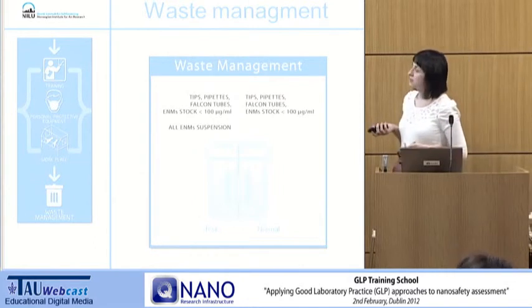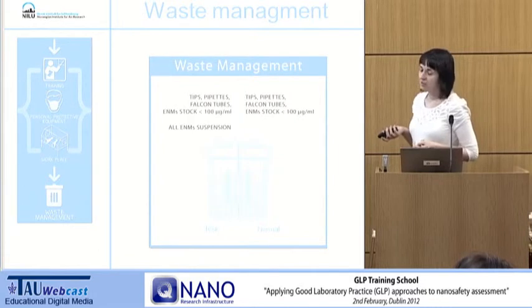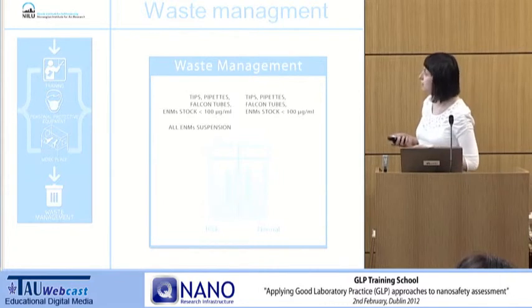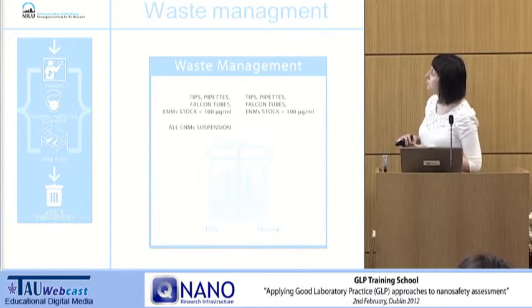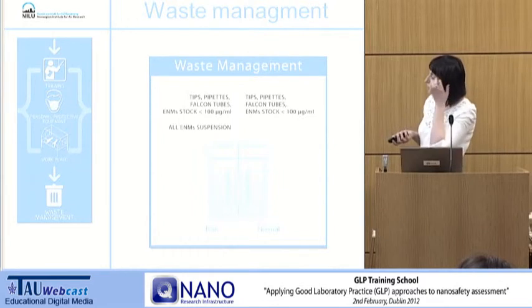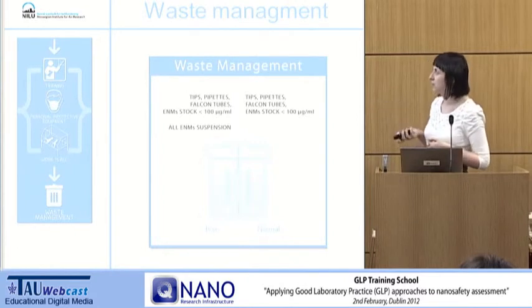So we decided all suspensions go to one container which is marked, and when we fill it, a special company will take care of this. And we decided that every tip, pipette, Falcon tube, every single-use item contaminated by nanoparticles will also go to the risk waste. We decided now to put a line for which waste goes to the risk waste and which to the normal waste. We're still talking, now we put 100 micrograms per milliliter, but we'll see in the future.